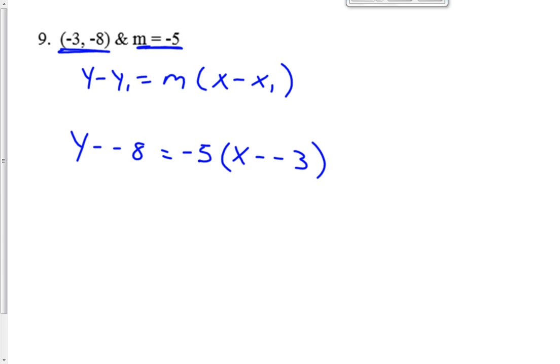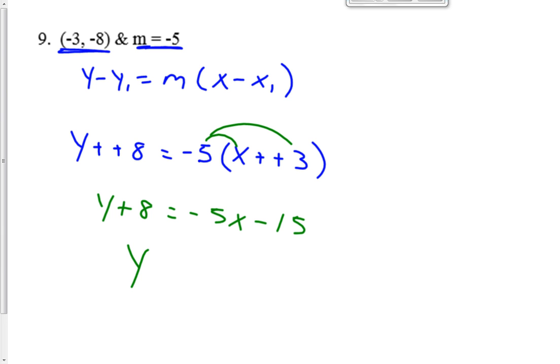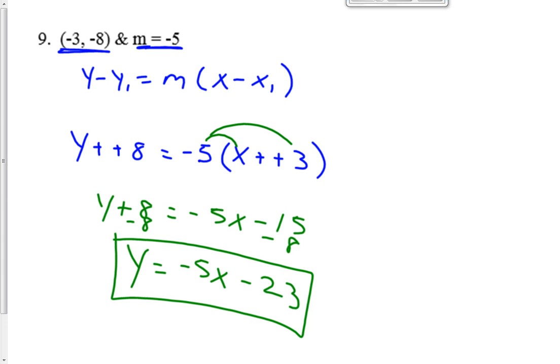So we'll put this into slope-intercept form. Minus a minus makes a plus. So we get y plus 8. That equals a negative 5x when you distribute, minus 15. So our answer, getting y all by itself, subtract 8 from both sides, y equals a negative 5x minus 23. Slope-intercept form of that line.